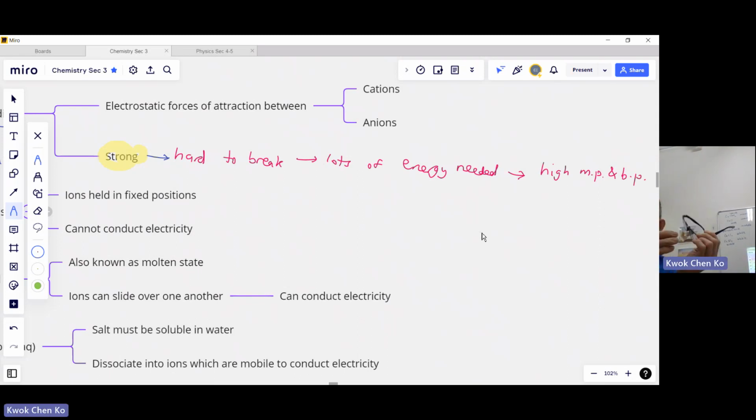Okay, this comes up quite often. Why do salts have high melting point? That is the answer. Make sure you mention ionic bonding, strong forces of attraction, lots of energy needed. Very standard.